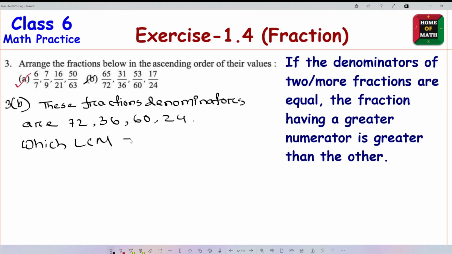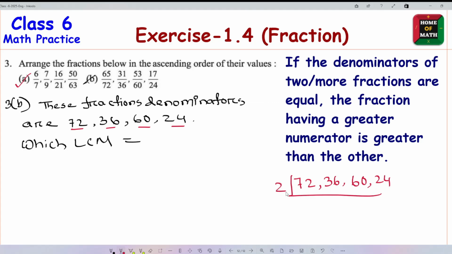LCM. Why we make LCM? Because we need equal denominators. So for equal denominator fractions, we have to find out the LCM of 72, 36, 60, 24. So we can write 72, 36, 60, 24.